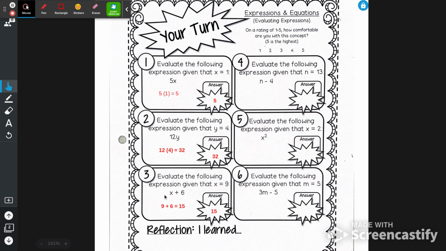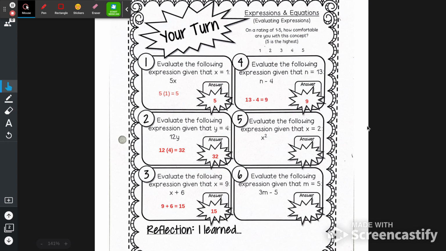In number 3, we see that our operation has changed. Here we have x plus 6. We are no longer multiplying. So we're going to find out what x is. What is our input? Well, our input is 9. So now instead of x plus 6, we have 9 plus 6. That equals 15. So our answer is 15. Let's go ahead and check number 4.